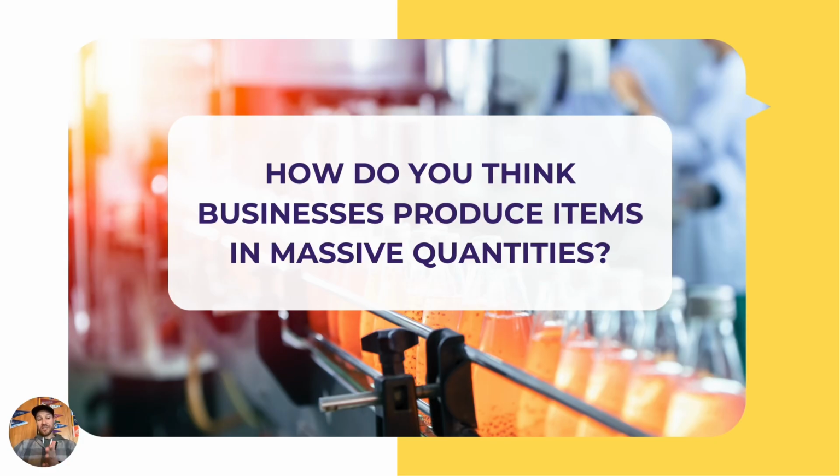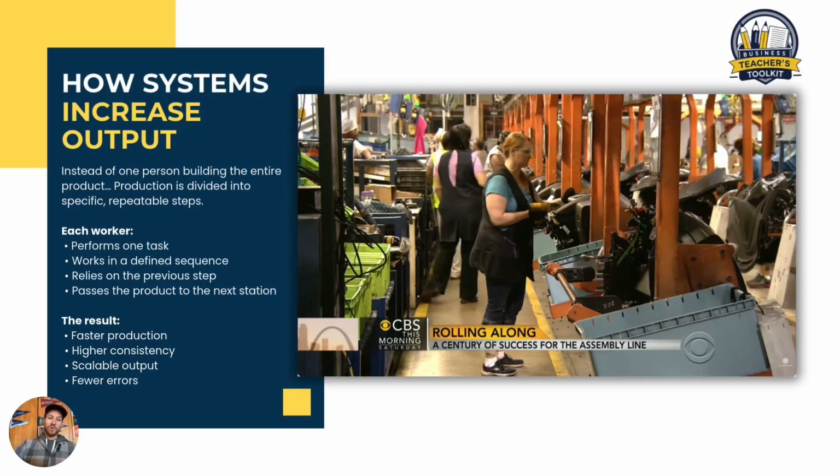I then transition into the idea of, well, what is operations in effect? So how do you think businesses produce items in massive quantities? You'll get a bunch of students that'll rattle off a bunch of different ideas, and eventually somebody's going to say, well, maybe an assembly line in a manufacturing plant. And that's kind of what I'm going for.